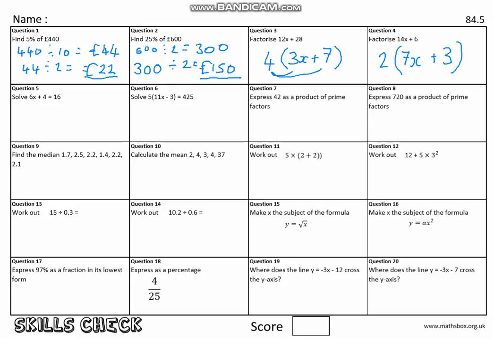And again, we can test it. 2 times 7x, well, yep, that is 14x. And 2 times 3 is 6. So we know that we're correct.